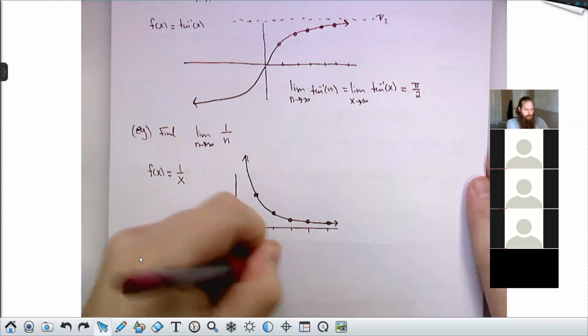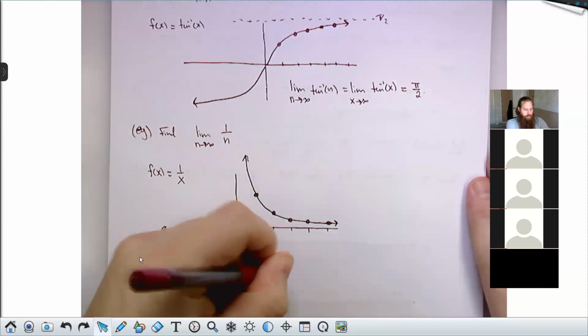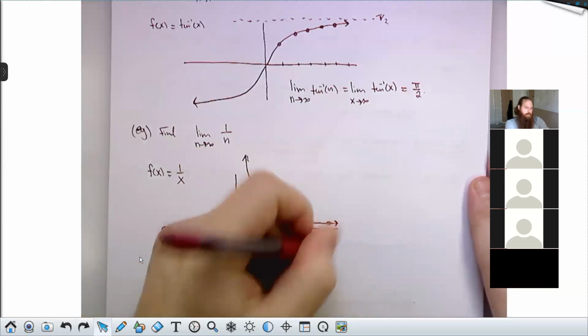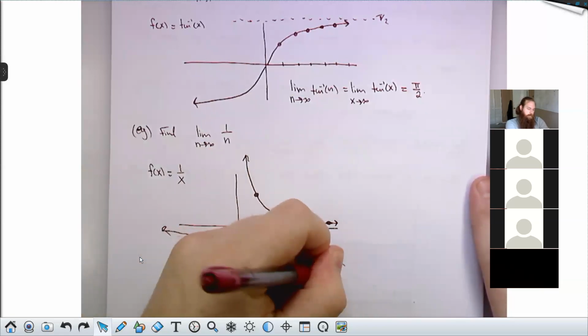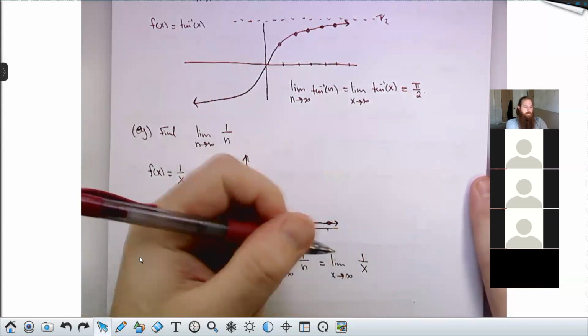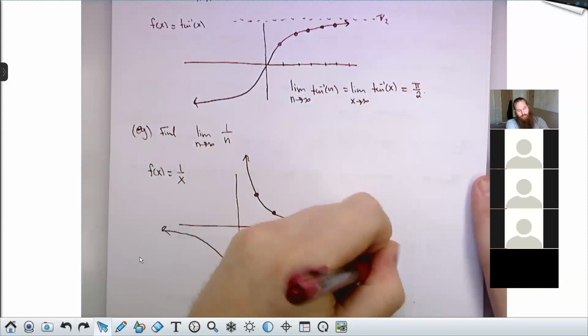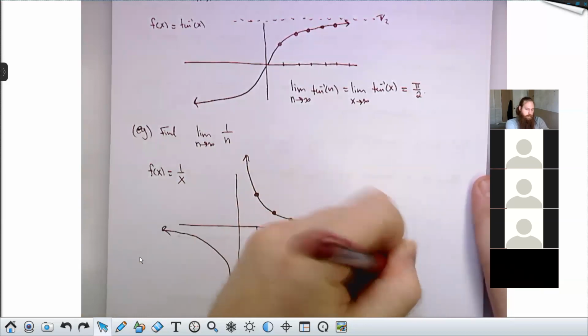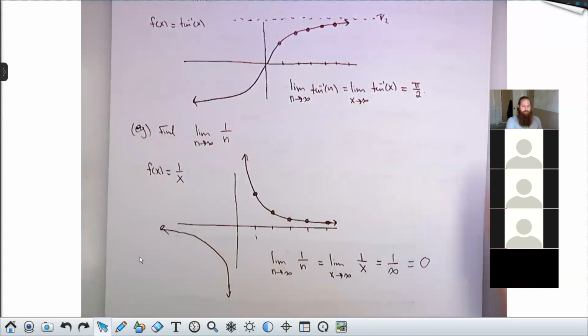And here again, the limit as n goes to infinity of 1 over n, the limit of that sequence has to be the same as the limit as x goes to infinity of 1 over x. And I know that the limit of 1 over x as x goes to infinity, that's 1 over infinity, that's 0. So the limit of 1 over n is 0 as well. So both of these sequences that I'm talking about converge.